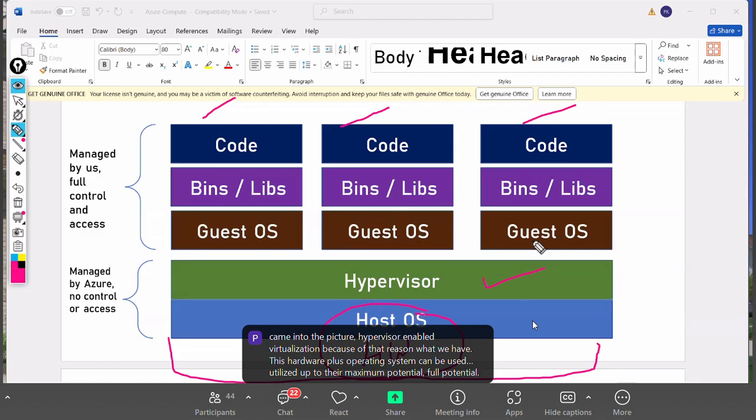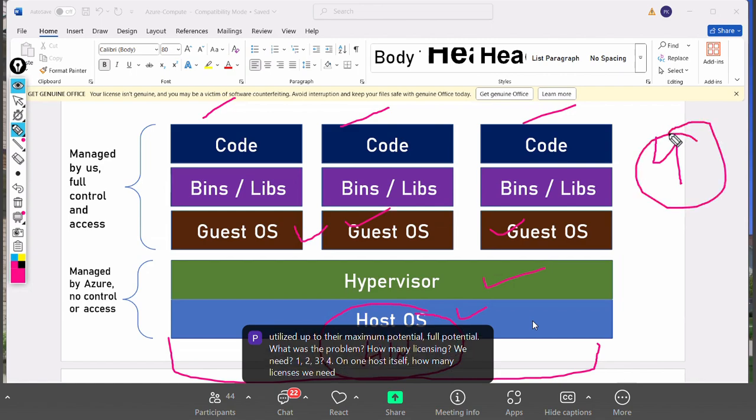What was the problem? How many licenses do we need? 1, 2, 3, 4. On one host itself, how many licenses do we need? Is the operating system free? No, they will charge. You have to pay operating system licensing fees.